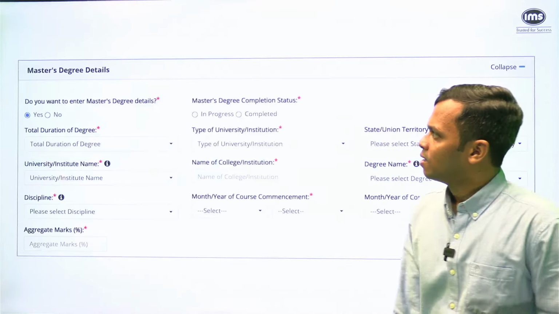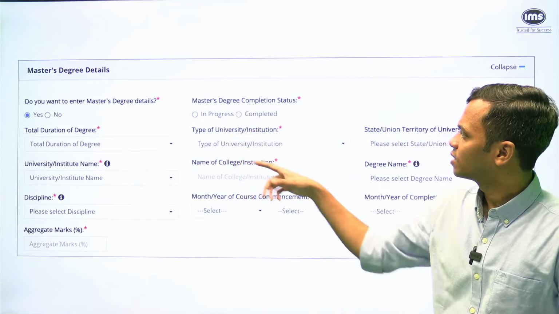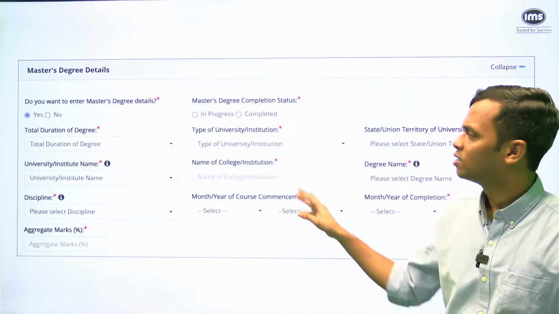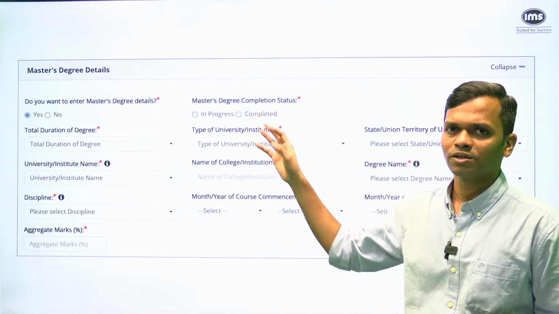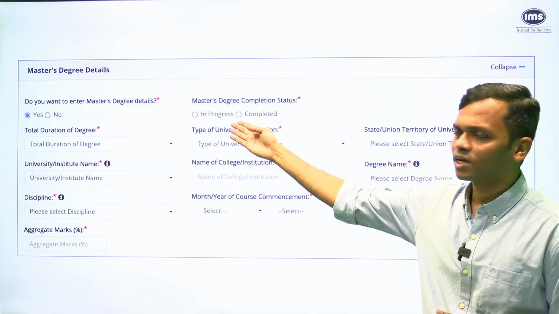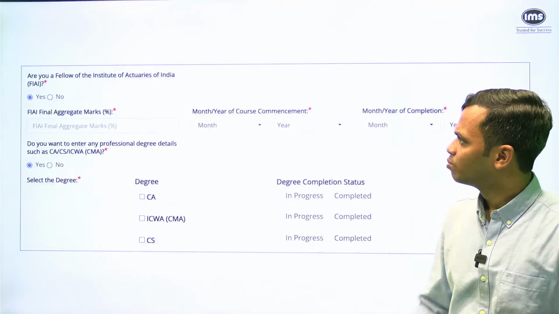Okay. Now let's move on to masters. So let's say for you, masters is applicable. You can select yes. Questions are again exactly the same. So fill in the information. There are two options, in progress or completed. So let's say you've done your MCOM part 1, you can say yes, you can say in progress and put in the rest of the information. We'll move on from now.